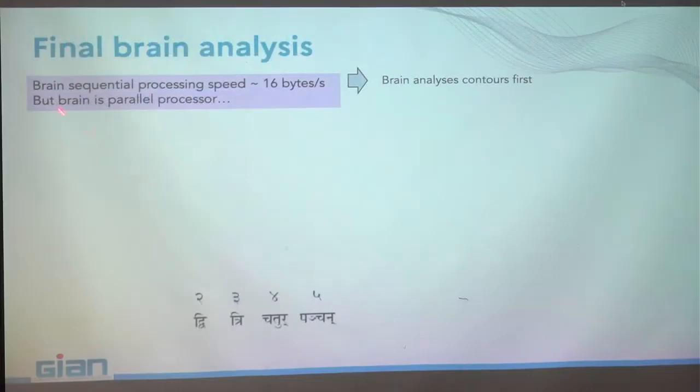Now, our brain is a very poor sequential computer. The processing speed in sequential mode of our brain is just 16 bytes per second. A computer does billions or trillions of bytes per second. But the brain is a parallel processor, and this is its strongest part.